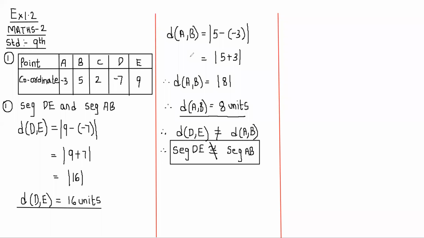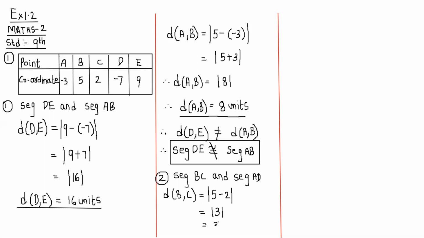Now the next question, students. Question number 2. They're asking whether BC and AD are congruent or not. Sum number 2: segment BC and segment AD. So let us find distance of BC. Distance of BC is bigger coordinate minus smaller coordinate. B coordinate is 5 and C is 2. So we'll do 5 minus 2, which equals absolute value of 3. Therefore, distance of BC is 3 units.